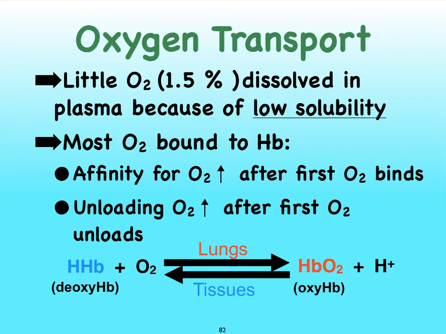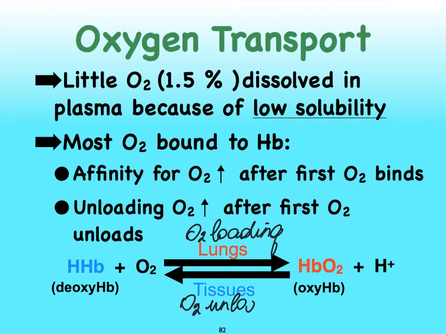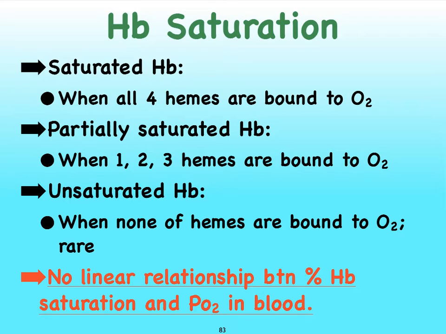In the tissues, on the other hand, the reaction occurs in the opposite direction because we are going to be unloading the oxygen. So in the lungs, we see oxygen loading of the blood, while in the tissues, we see oxygen unloading, meaning that the oxygen comes off the hemoglobin molecules. Again, a maximum of four molecules of oxygen can bind to hemoglobin.